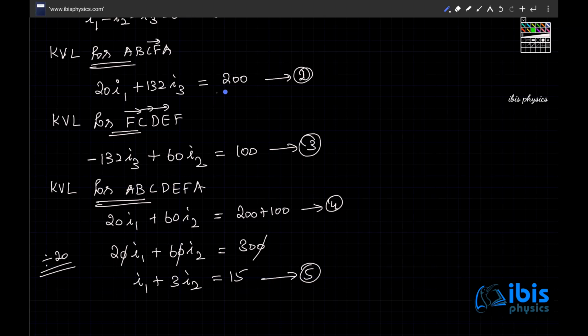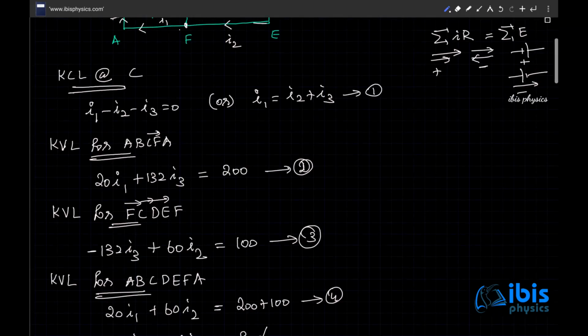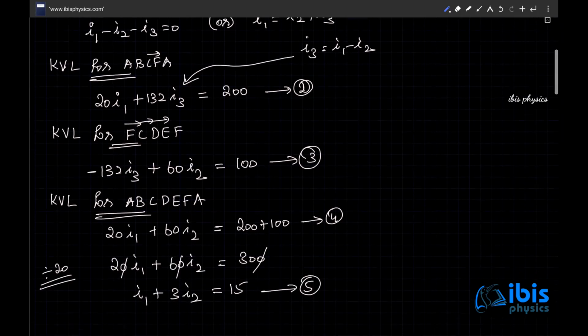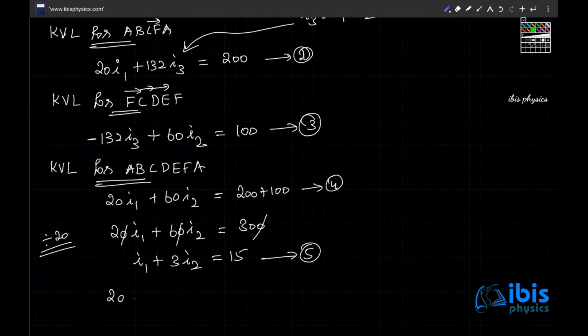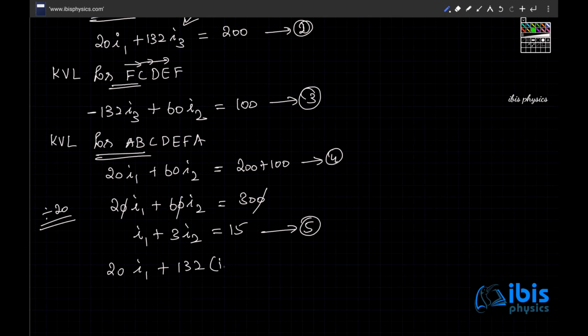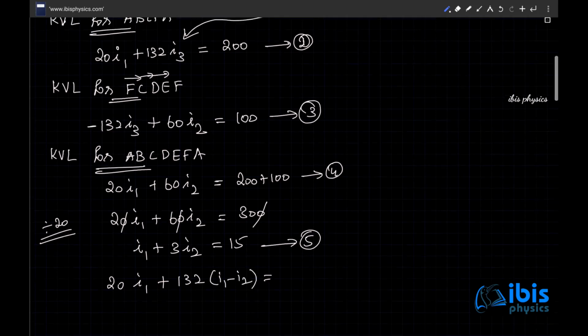Here I1 and I2 are there, I2, I3 is there, I1, I3 is there. So from this relation, I3 can be written as I1 minus I2 from equation 1. So substitute it here. What you can do, 20 I1 plus 132 into I3, which is I1 minus I2, equal to 200.